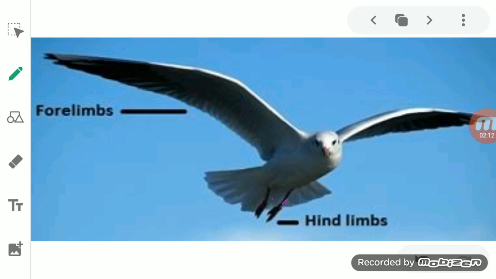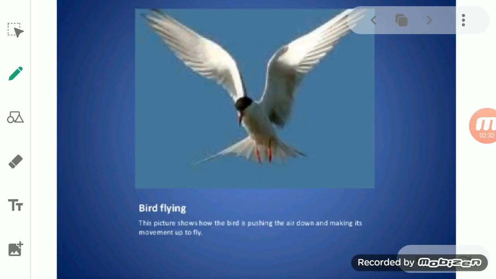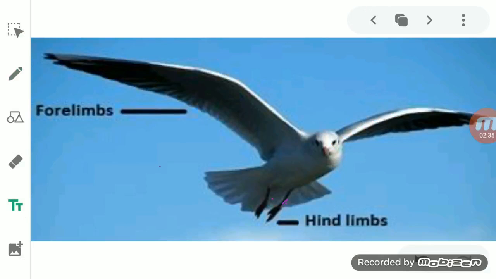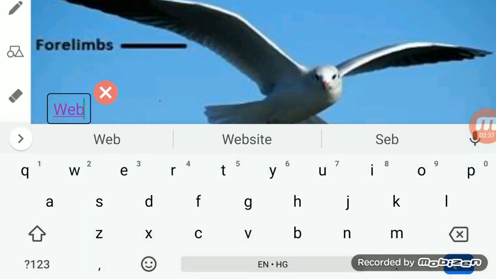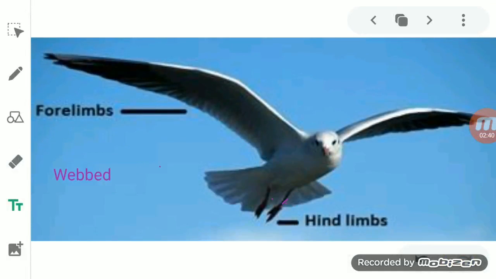The birds which swim in the water are able to do so by pushing themselves against water with their hind limbs, which have webbed feet. I think you all know about the duck. A duck has webbed feet. The meaning of webbed is that it has a web-like structure. Web, you know, jala, makri ki jal, like that.